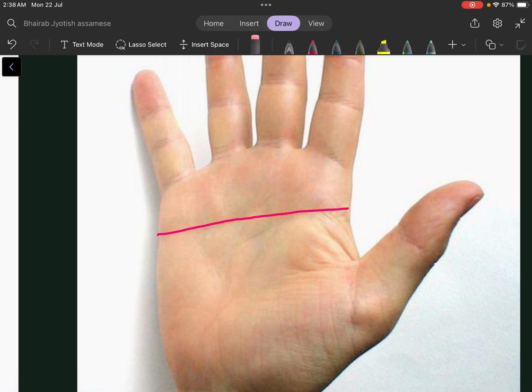So when we have a Simian line like this, starting from the Mars mount, let me show you here again. Starting from here, the line goes up to here. This is the Mars mount, this is the Jupiter mount, and within the Mars and Jupiter mount conjunction, that line is going from left to right. In these cases, this person becomes stubborn in nature. They do not like to compromise with situations. This is the first point: the person is stubborn in nature.